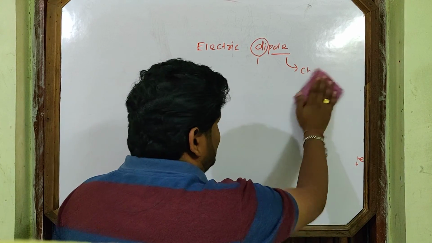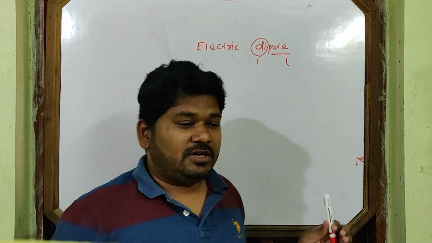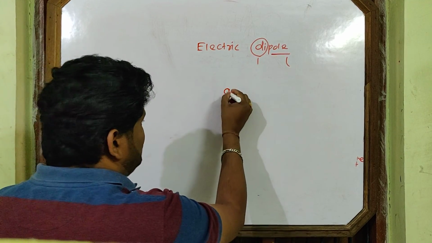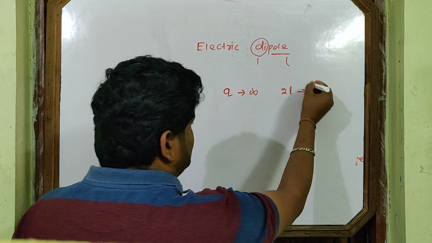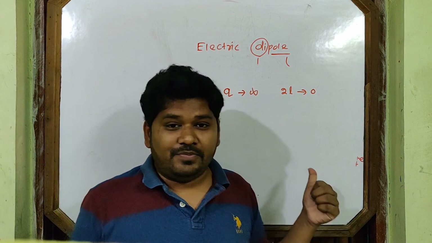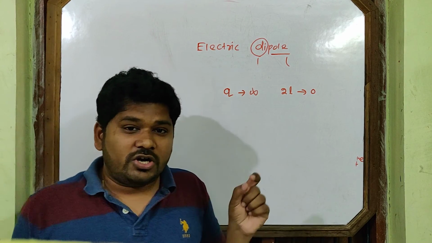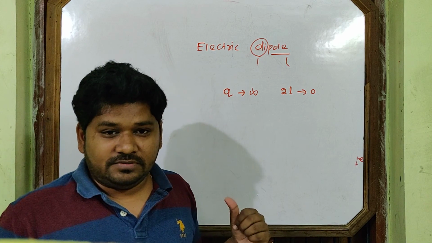In an electric dipole, the dipole is called ideal. We will call it the ideal dipole when Q tends to infinity and 2L tends to 0. Then the dipole is called an ideal electric dipole, also called a short dipole.